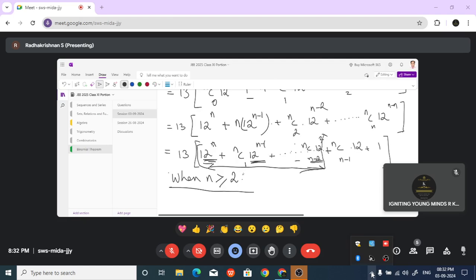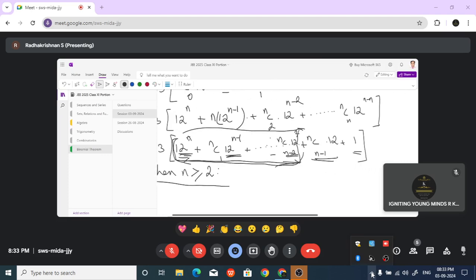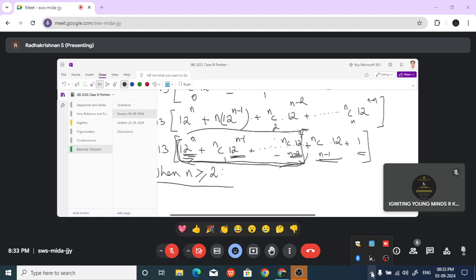Agree, Ritesh? Yes. Think a little. All these terms are divisible by 12 square. So what we don't know is only these two terms, whether they will be divisible by 12 or not. If it were divisible by 12 we could do it easily, with just 1 remaining. But since they ask divisible by 144, we have to take from only up to nC n minus 2, the 12 square term.